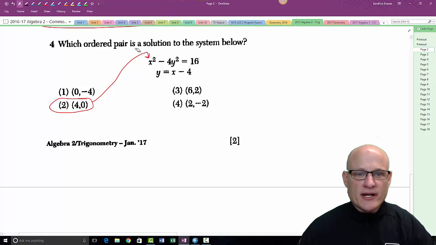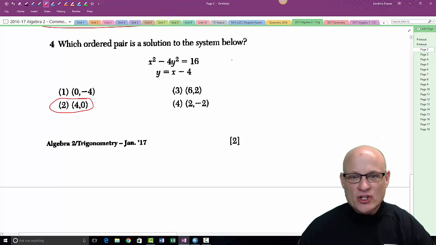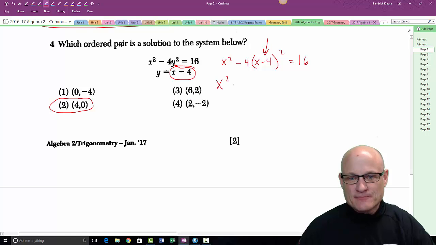By the way, if you wanted to do it algebraically, which is sort of a pain in the neck, you could have done it this way. x squared minus 4 times, now what we're going to do is take this and put it in for y. I don't know why anybody would do it this way, but if you did, I'd like to help you. So you first have to double distribute this. I'm not going to waste a lot of time with that. Wow, this is really hard.